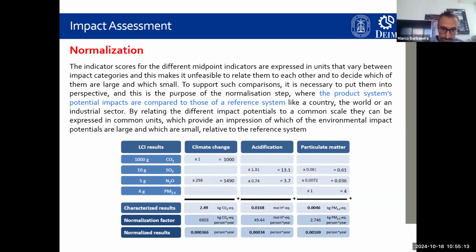At the end of this step, we have normalized results, and these results are expressed in the same unit. In this case, the unit is a person per year, but this is a pure number. Okay, person per year is not a real unit. So the normalized results are pure numbers.